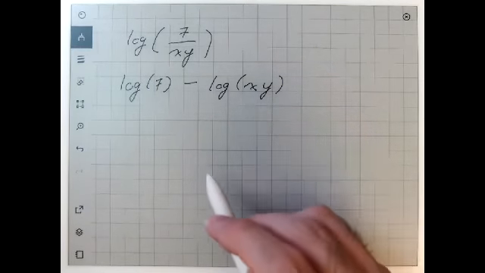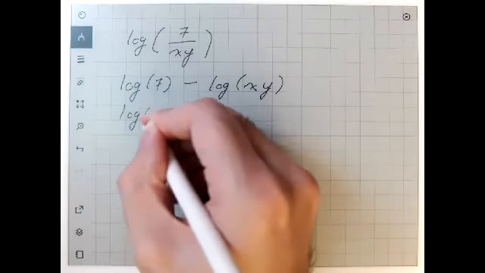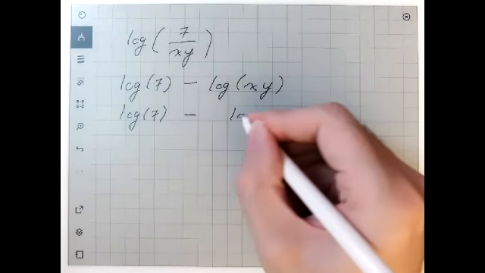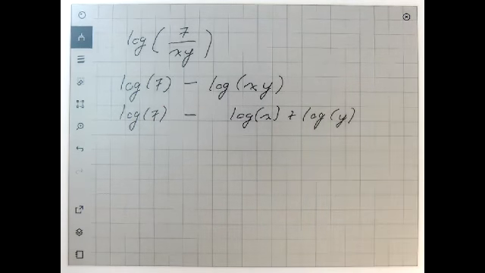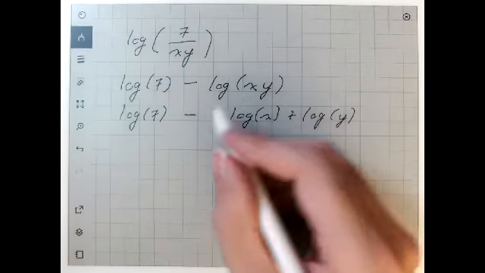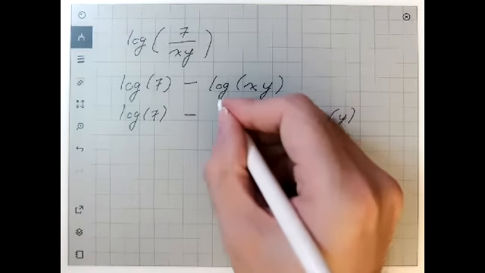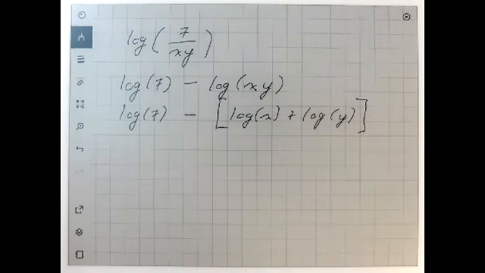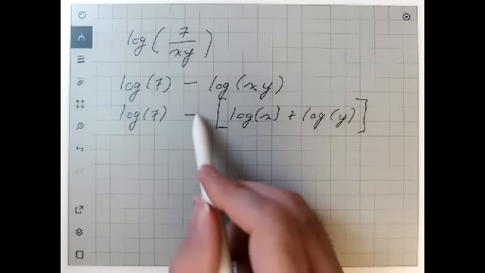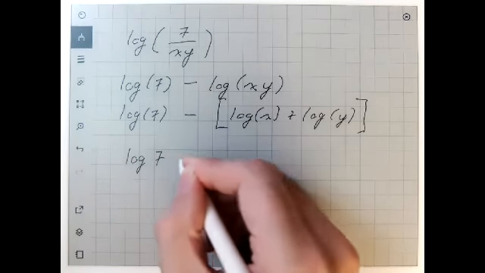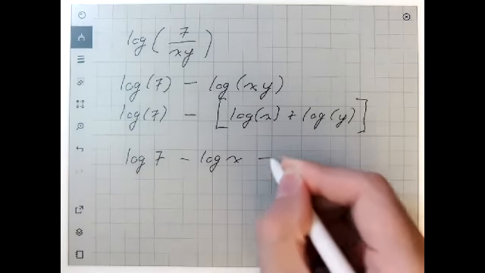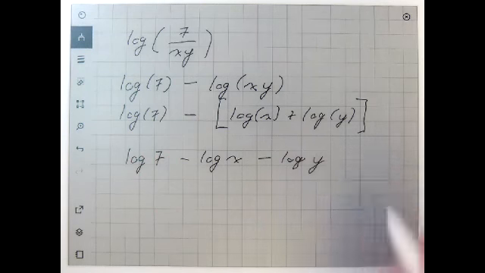And then splitting up the multiplication here, multiplication turns into adding the logarithms. But this whole thing was being subtracted, so the whole thing that we replaced it with is being subtracted. And distributing that subtraction through, I end up with log of 7 minus log of x minus log of y.